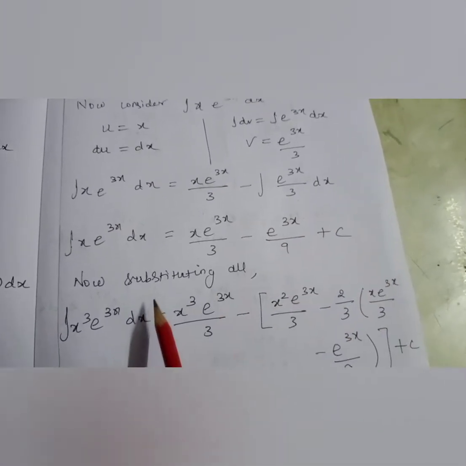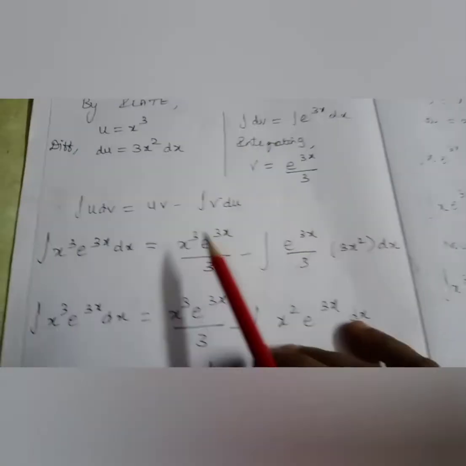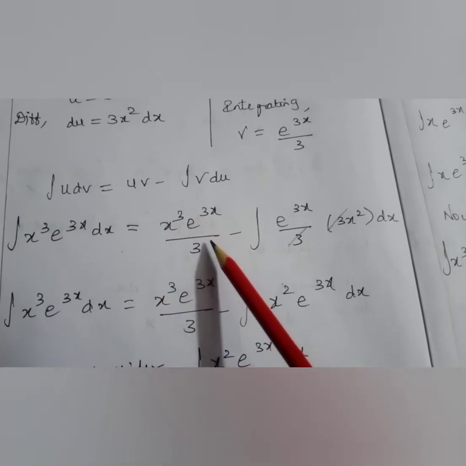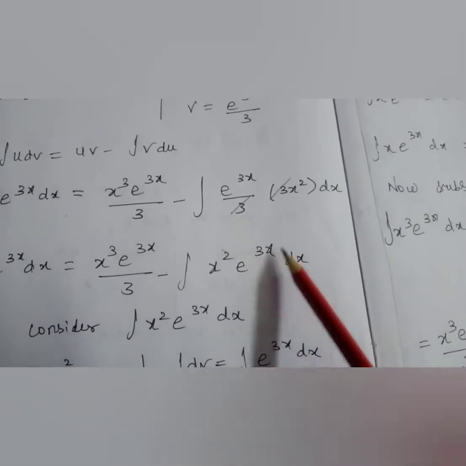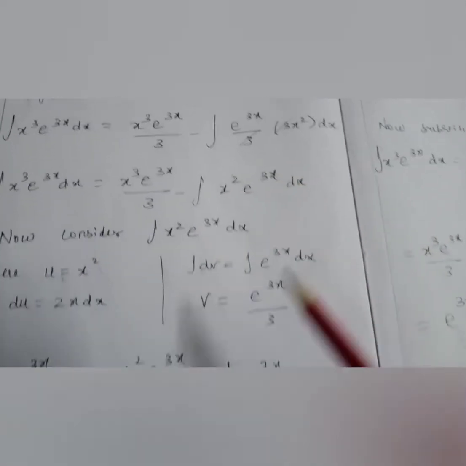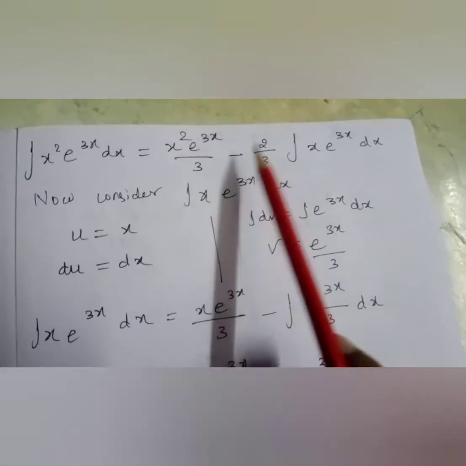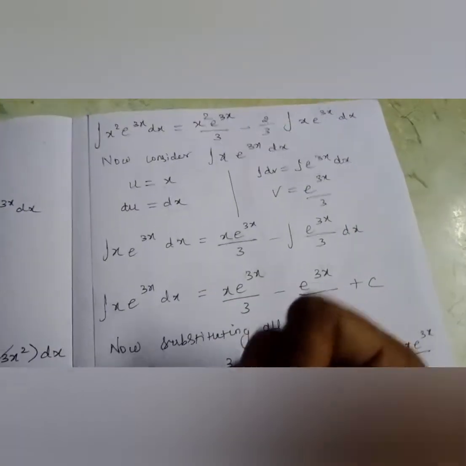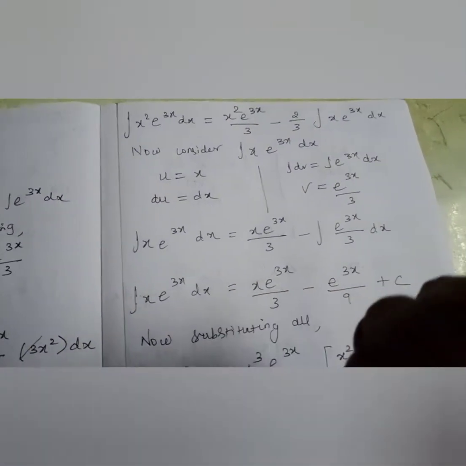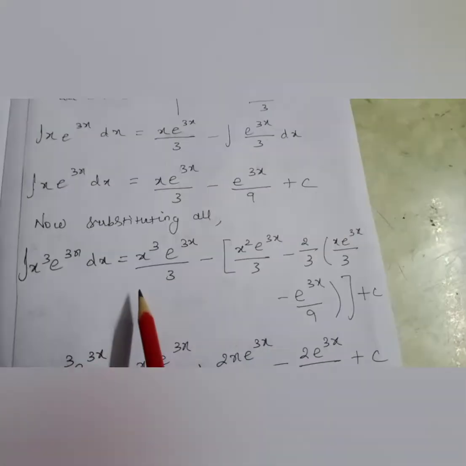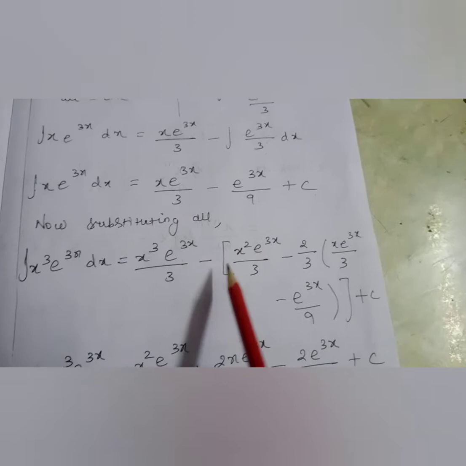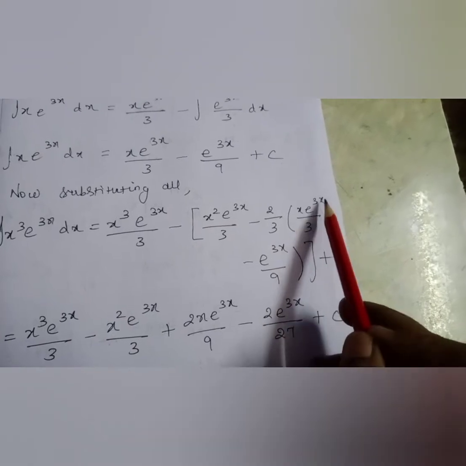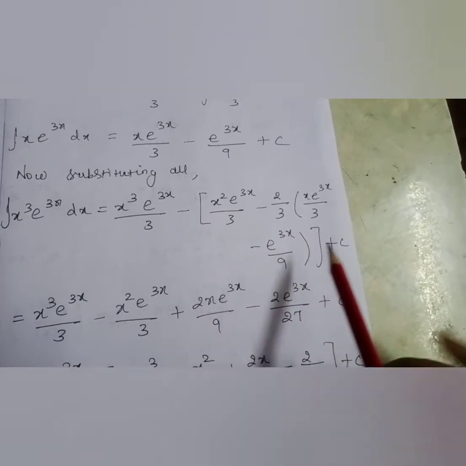Now what I have to do is substitute all in the first main expression, that is integral x cube e power 3x dx is equal to x cube e power 3x by 3 minus this part, x square e power 3x dx. There I will substitute this answer, and over here I will substitute this answer. Okay, so it is like a chain reaction. Chain substitution. You will keep on substituting one by one. So you will get x cube e power 3x by 3 minus x square e power 3x by 3 minus 2 by 3 into x e power 3x by 3 minus e power 3x by 9. I have substituted everything now.